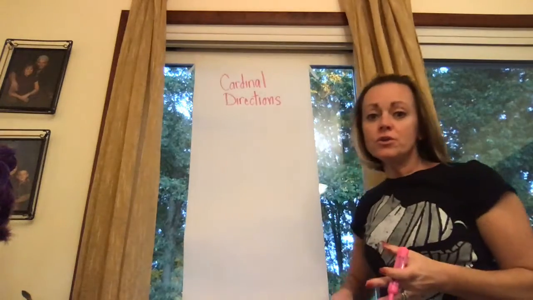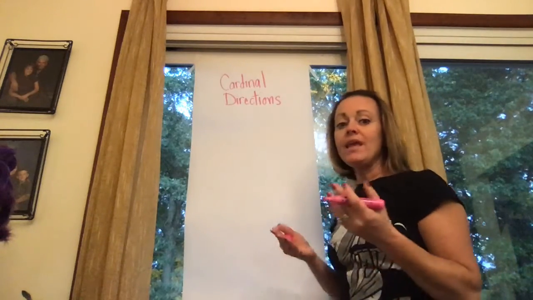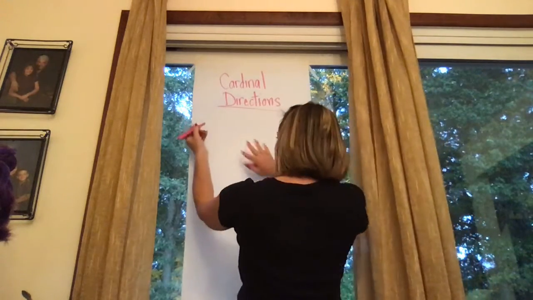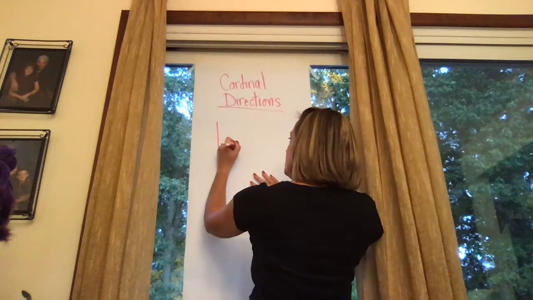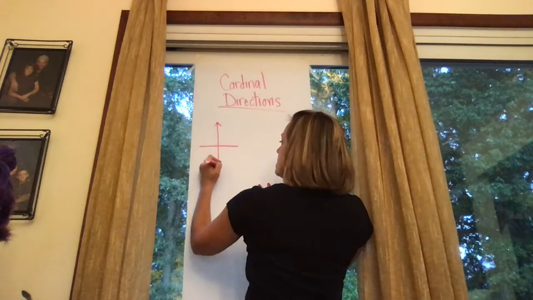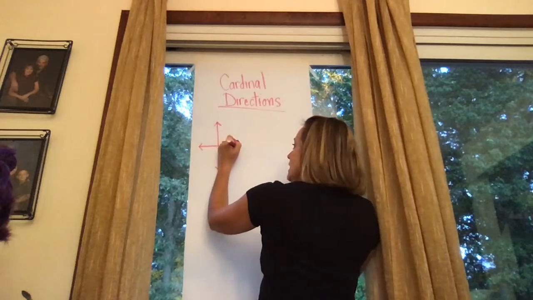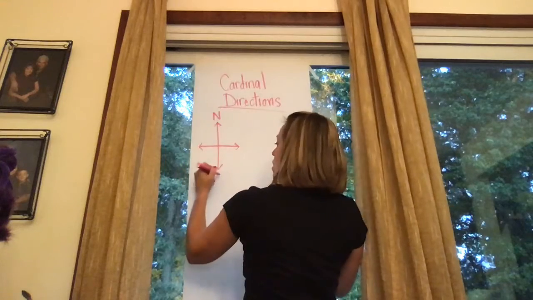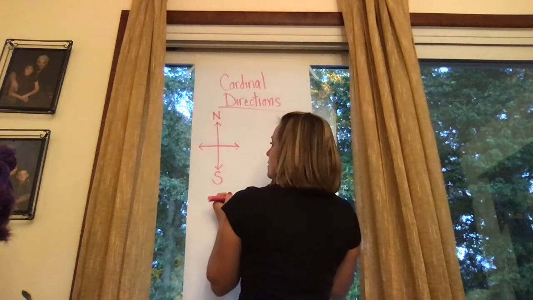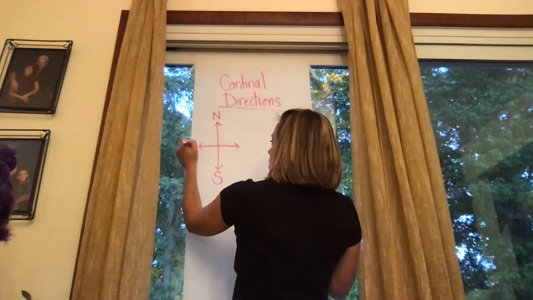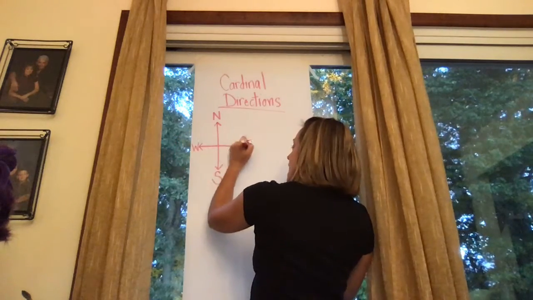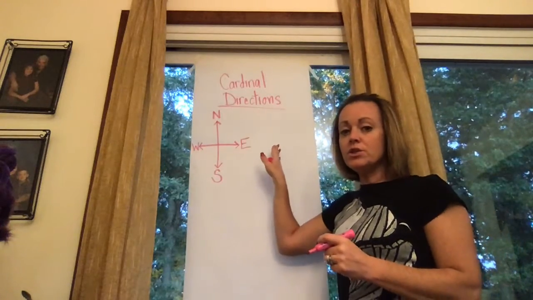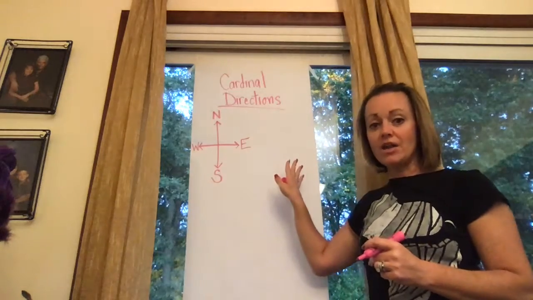Okay, our cardinal directions you're normally going to see with a compass. It's usually called a compass rose, okay? And you've probably seen one of these before. It's like a plus sign, but it has our directions. So we're going to have our north, our south, our west, and our east. When you're making a compass rose, you're only going to use the first letter of each direction.